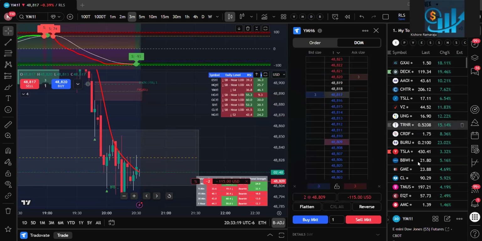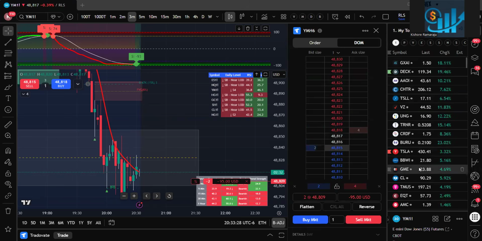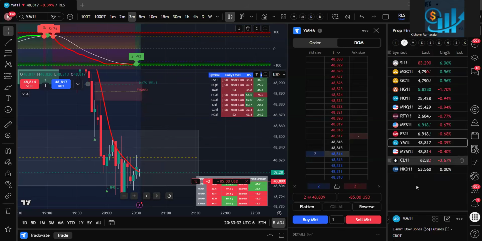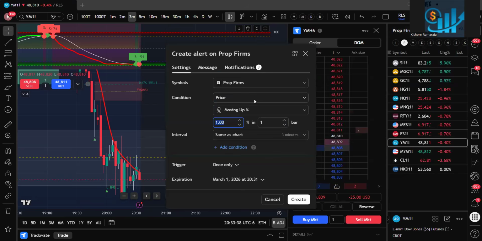Because there are thousands of stocks here, I'm disabling this alert. There are thousands of stocks, a lot of forex, crypto tickers, all those things. So I want to limit the number of alerts. I'll create an alert on this one.